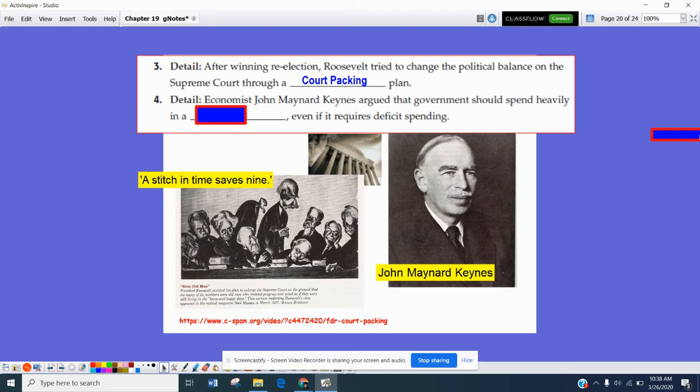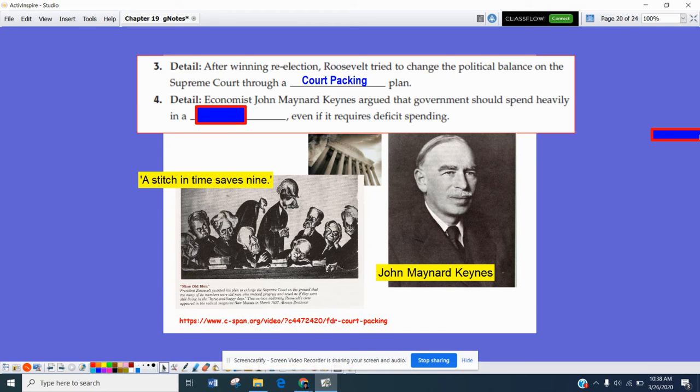Any justice over the age of 70 would have to retire, and then he would have the ability to appoint new justices, because one of the things a president gets to do is nominate people for the Supreme Court. He would nominate individuals who would back up his New Deal policies. He was going to expand the number of justices on the Supreme Court up to 15. Presently, there are only 9 justices.